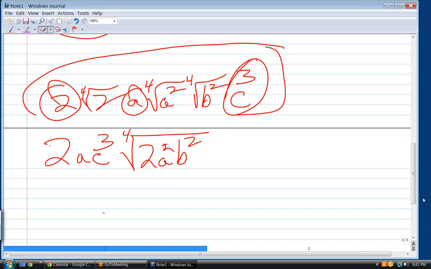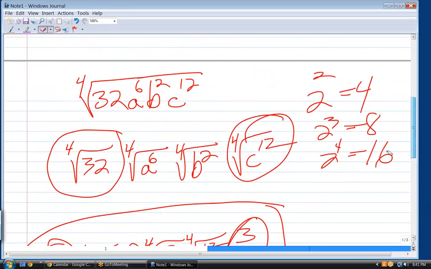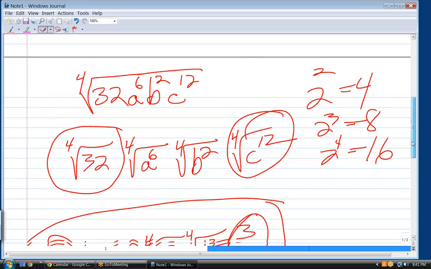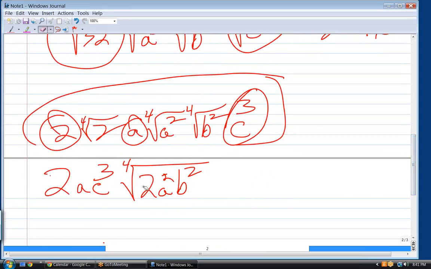Yeah. The key is to just separate it term by term. In other words, being able to take this expression and turn it into the fourth root of 32 times the fourth root of a to the 6th times the fourth root of b squared times the fourth root of c to the 12th. And then you can simplify each of those 4 terms and then recombine it back under the radical sign. Got it. Okay.